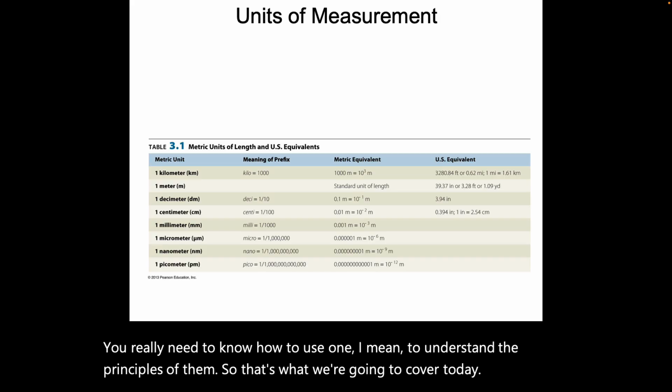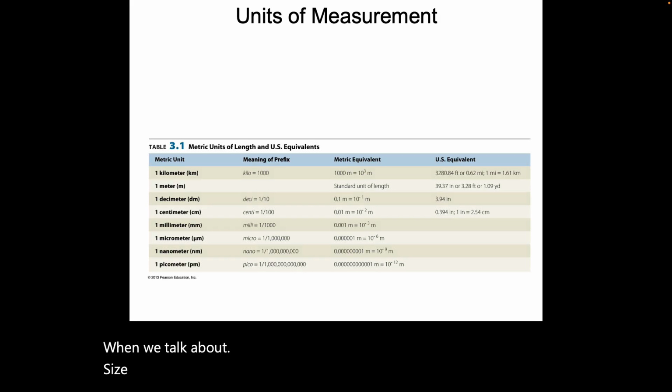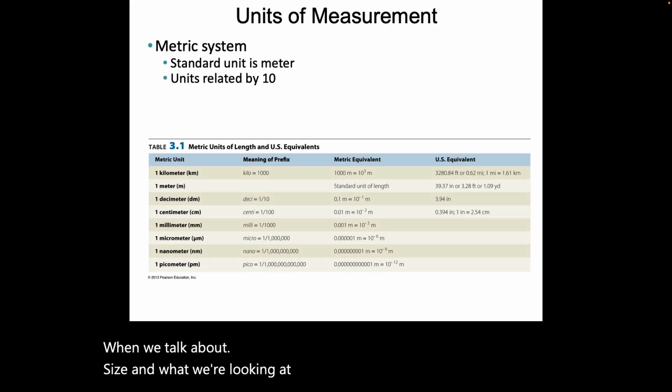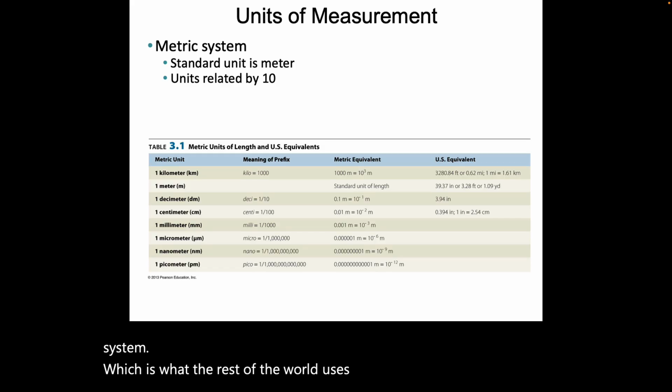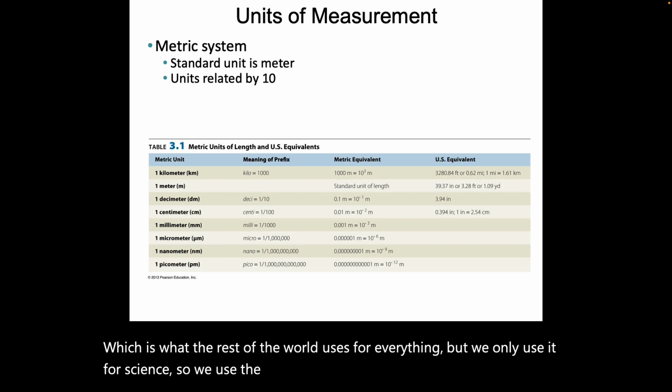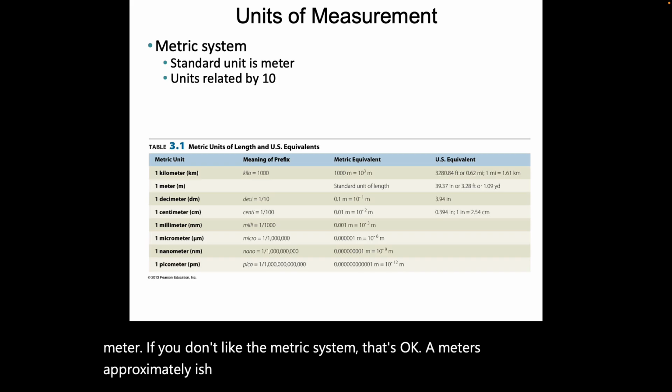When we talk about size and what we're looking at under the microscope, we use the metric system, which is what the rest of the world uses for everything, but we only use it for science. So we use the metric system for science. The standard unit is a meter. If you don't like the metric system, that's okay. A meter is approximately 3 feet. Okay, a little bit longer than 3 feet.